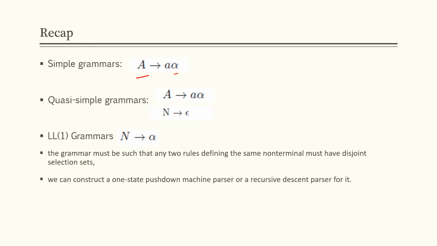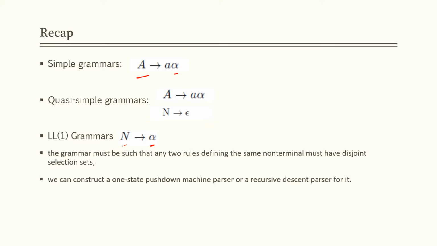Now the LL1 grammar is in the form of a non-terminal goes to alpha. So this alpha can be a terminal or a non-terminal. The difference here is that the LL1 grammar can begin with a terminal as well as a non-terminal, compared to a simple and quasi-simple grammar, which must start with a terminal or an epsilon here.